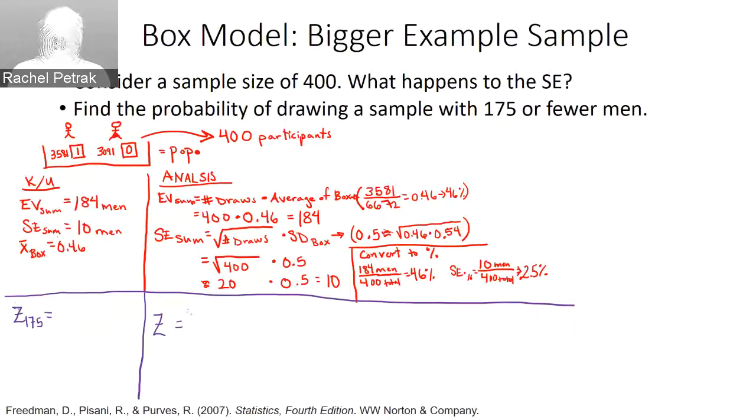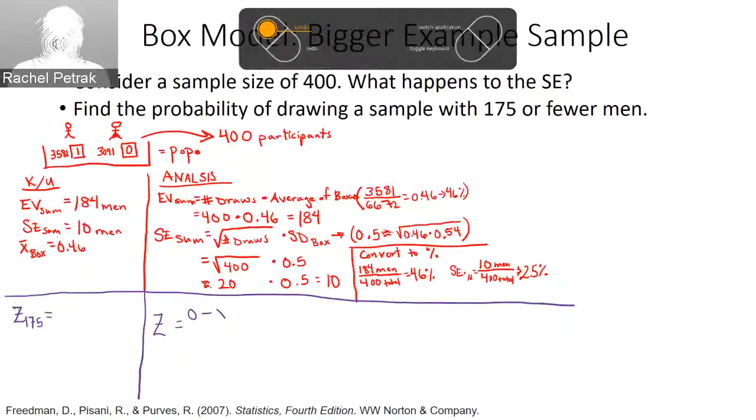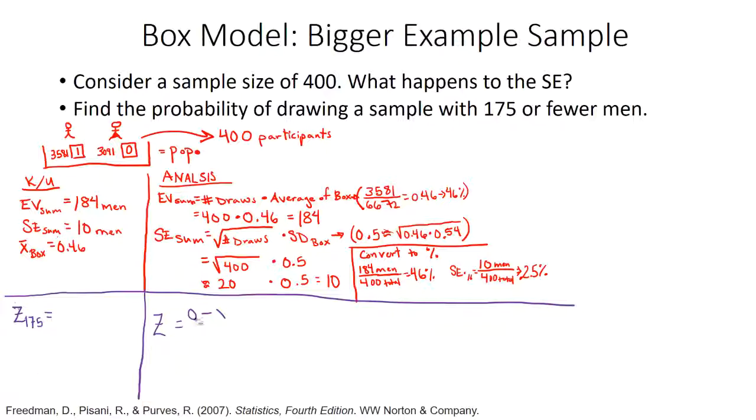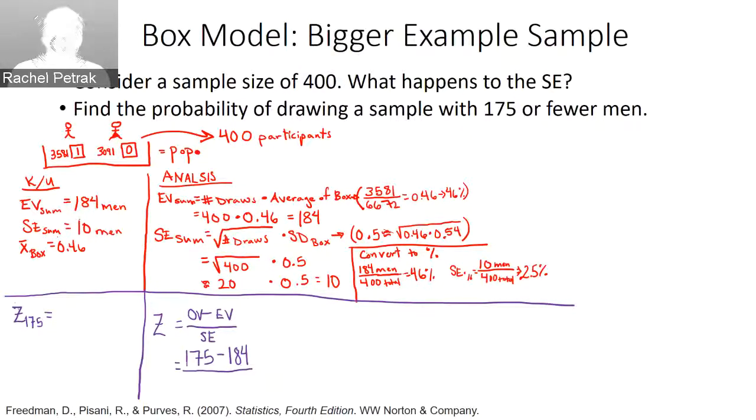Converting to standard units is always equal to some model of the observed value minus the expected. We previously looked at the expected value as the mean, but here we're talking about sums. So this is observed value minus the expected value, divided by our standard error. We want to know the chances of observing 175, so that's the z-score we're looking for. We already know our expected value is 184, and the standard error is 10.